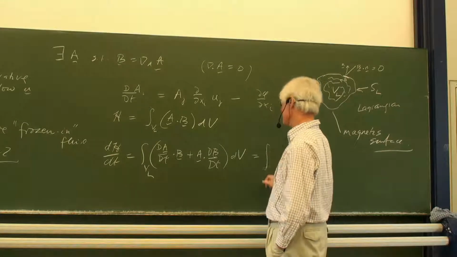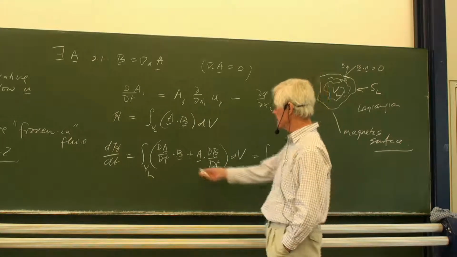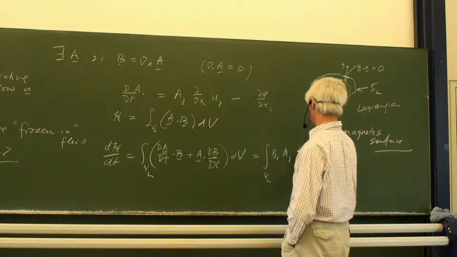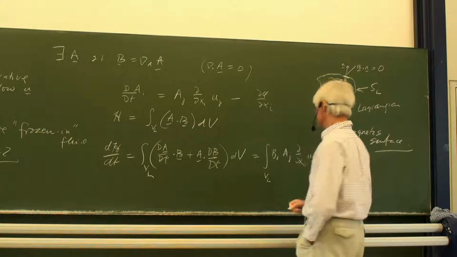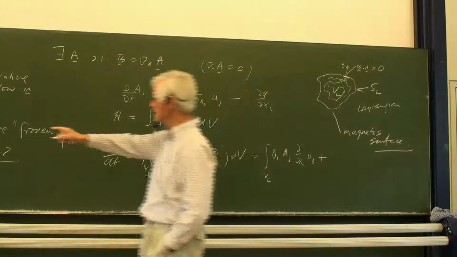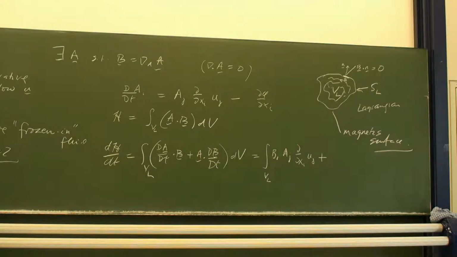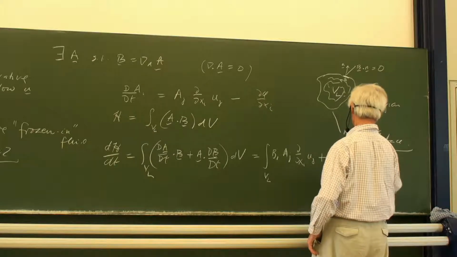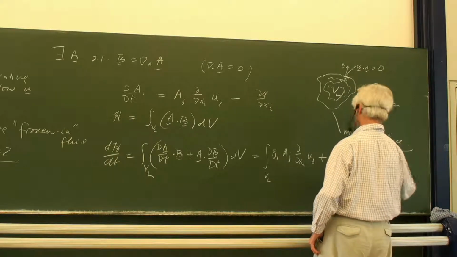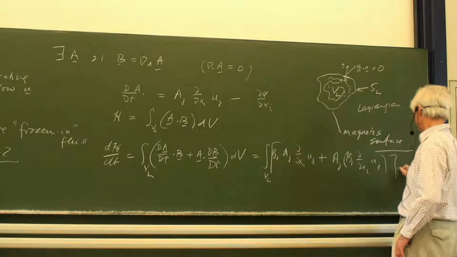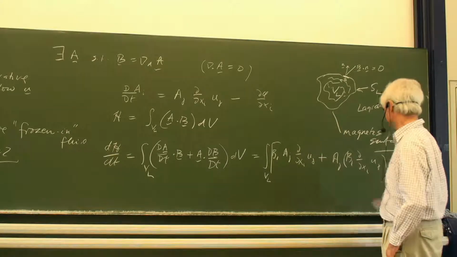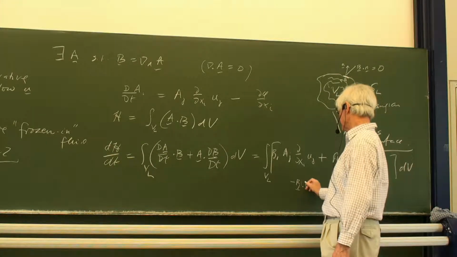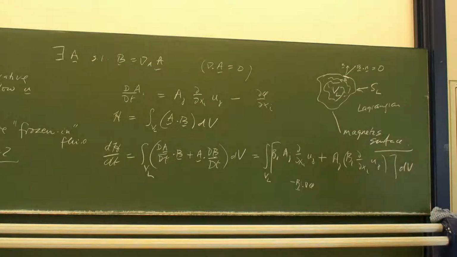Now, you really do have to use the suffix notation that I have here. So we'll have B_i times this, B_i A_j d by dx_i u_j, plus, and the other term, A dot this one, well, I'll make it A_j, B_i d by dx_i u_j, whole thing, dV. Oh, and then there's a minus grad phi, which I didn't include in this. It's a minus A, B dot grad phi term, which integrates to zero, so that's why I forgot to put it there.